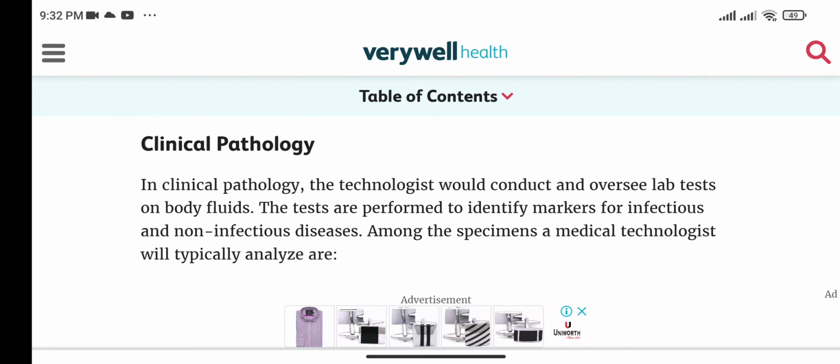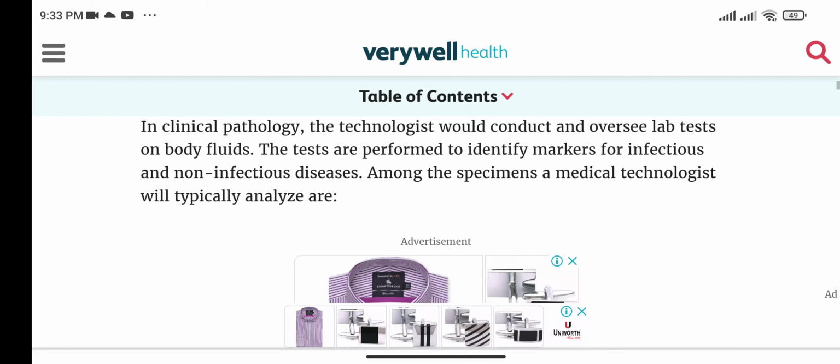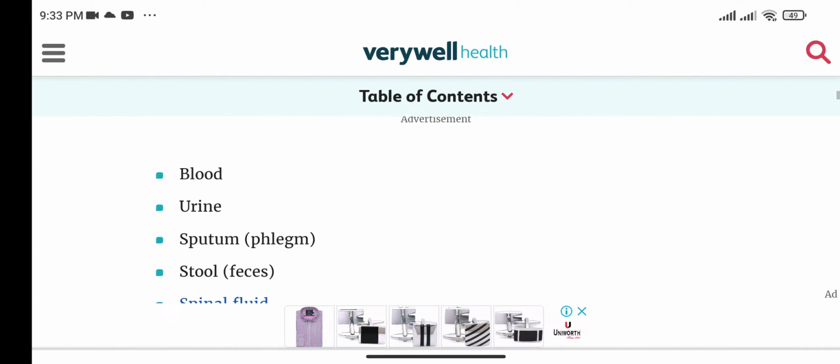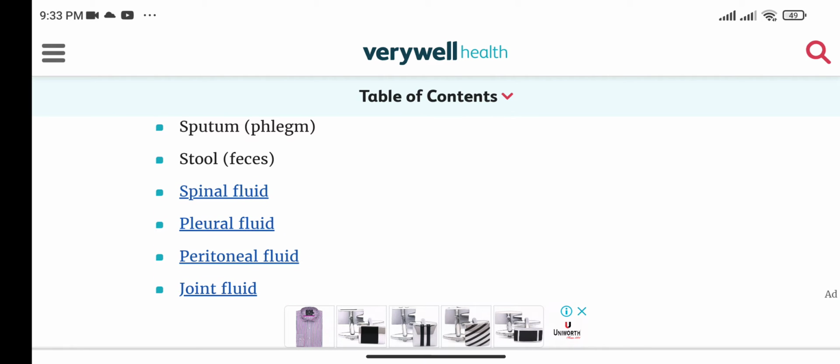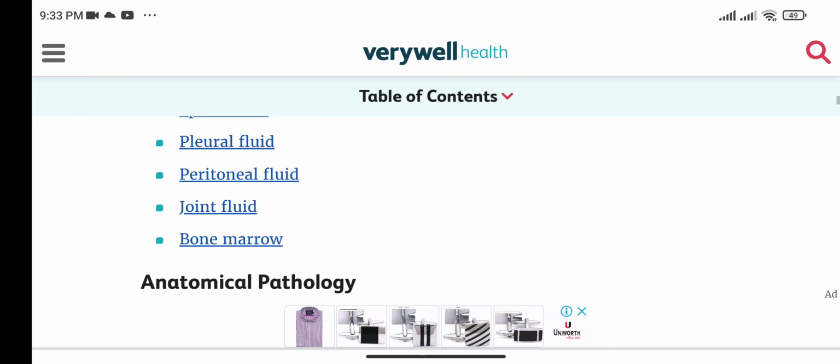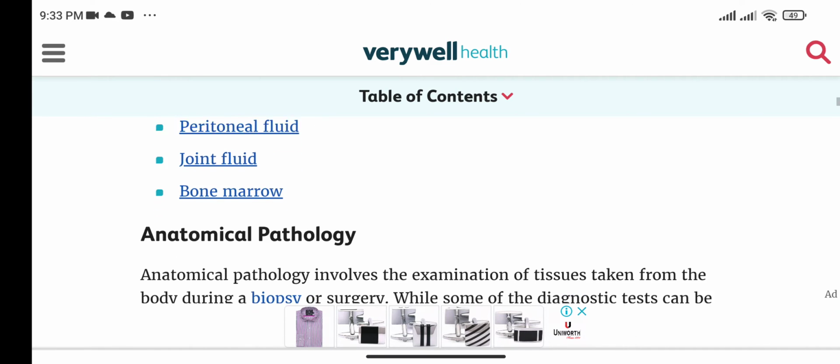Clinical pathology. In clinical pathology, the technologist would conduct and oversee lab tests on body fluids. The tests are performed to identify markers for infectious and non-infectious diseases. Among the specimens a medical technologist will typically analyze are blood, urine, sputum, stool, spinal fluid, pleural fluid, peritoneal fluid, joint fluid, and bone marrow.